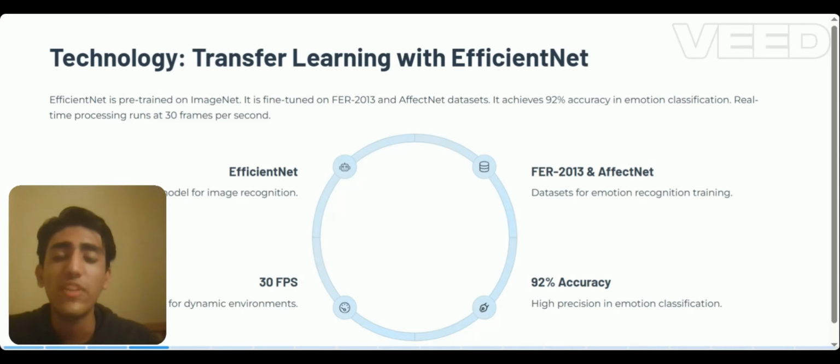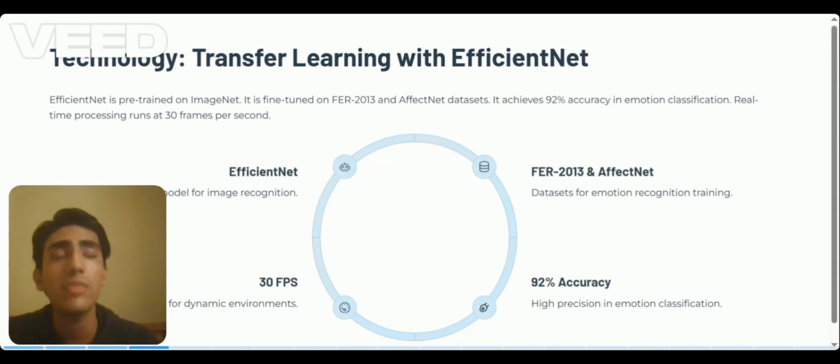So what EfficientNet will do is detect the face in the picture, and then we're going to train it. EfficientNet will be taken pre-trained, and then we'll do something called transfer learning, which is what happens in a neural network where you have layers: you freeze some of the layers, and the rest of the layers you retrain on some new data. This data will be more applicable to your use case. So in our case, it would be the FER-2013 dataset and the AffectNet dataset.